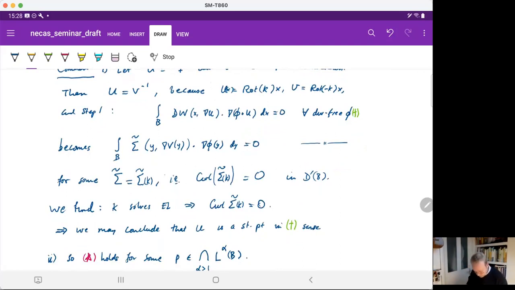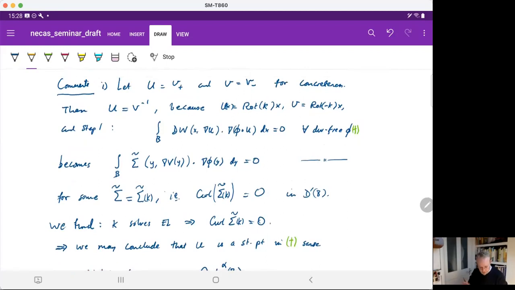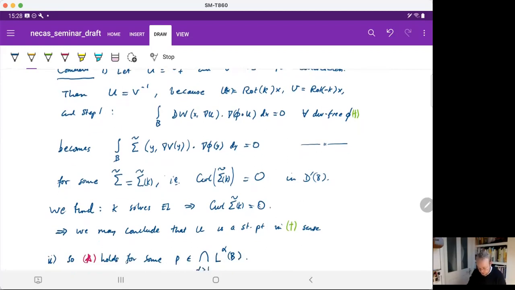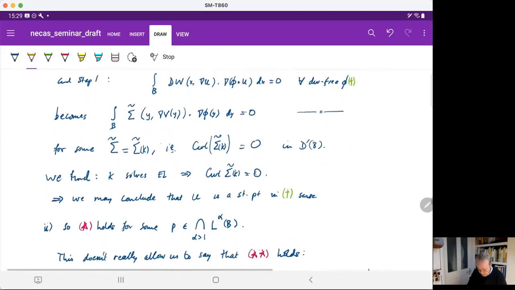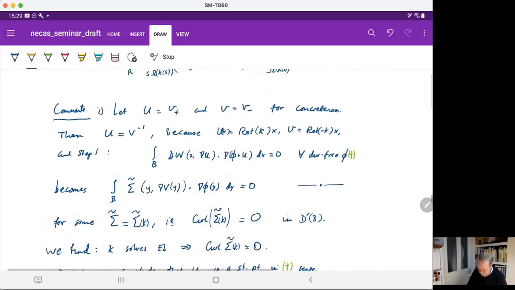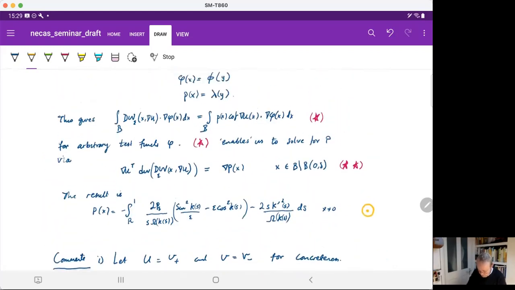Okay, so that's the first bit. So there's a nice bit of symmetry in the problem that enables you to conclude that you have a stationary point in the higher dimensional sense. So that now we can say that star holds. Let me show you star again. So this is star with one red star. So we know that this thing holds in principle. The question is now, can we find P? So that's what double star is supposed to be doing.